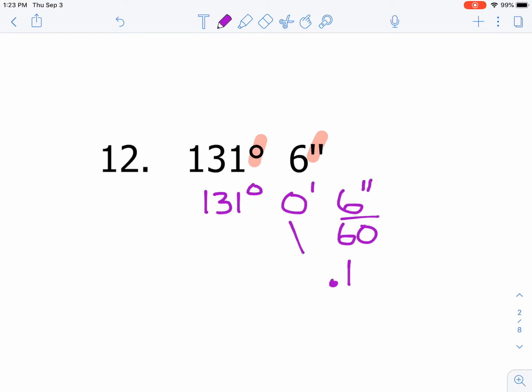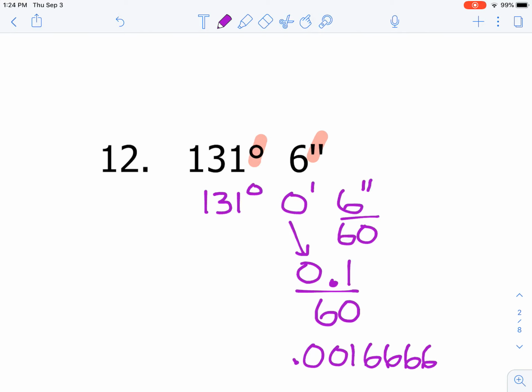You get 0.1. And then I'm putting that 0 onto the front of it. I know it kind of seems a little bit strange, but you're going to do the same thing. Divided by 60, and I get 0.001, a whole bunch of 6's, and a 7, and I put the whole number of degrees on the outside, and I am done.